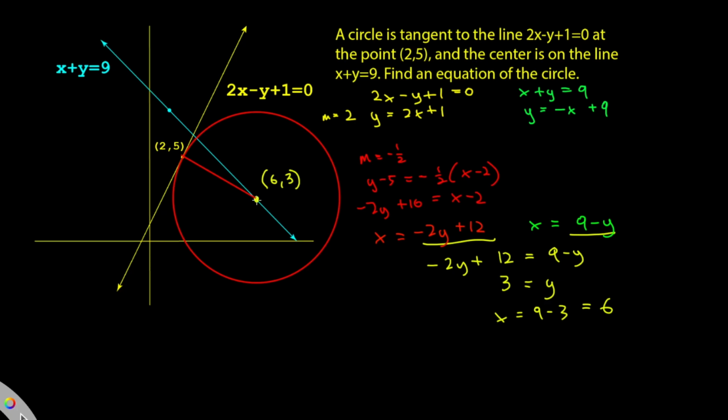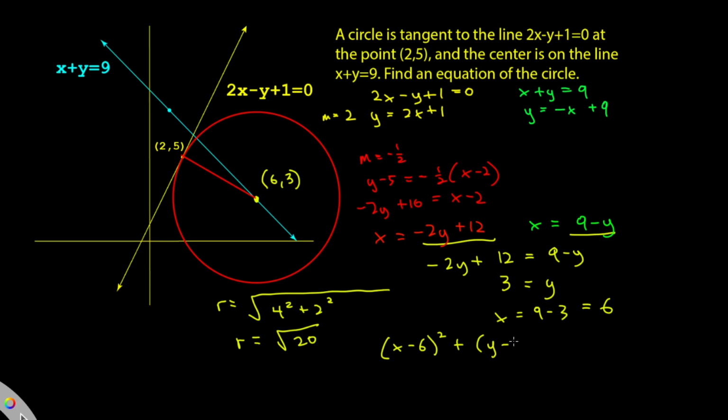So now we've got our center of a circle. And remember, if you've got a center of a circle and a radius, you've got the circle. So easiest way to get the radius right here is just the distance formula. So r equals the square root of (6 minus 2, which is 4) squared plus (3 minus 5, which is negative 2) squared. So that's just 2 squared because it's squared, so it doesn't matter. So r equals the square root of 20. So then our circle is going to be (x minus 6) squared plus (y minus 3) squared equals 20 right there.